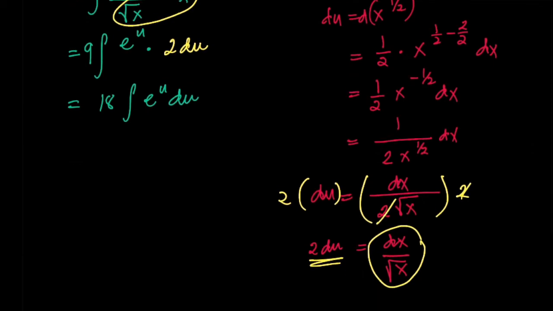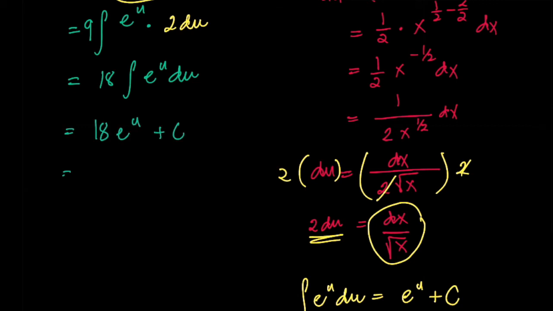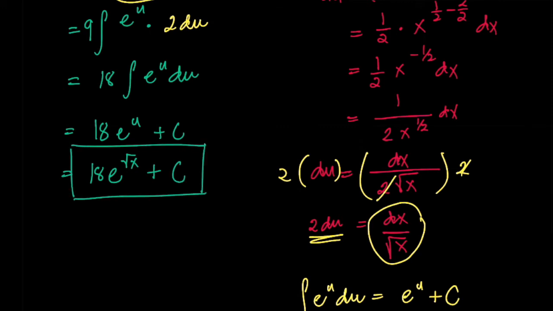So, in formulas of integration, meron na tayo nun. So, the integral of e raised to u du is equal to e^u plus c. So, 18 e^u plus c. And 18 e, because u is equal to the square root of x plus c. And this is now our final answer.